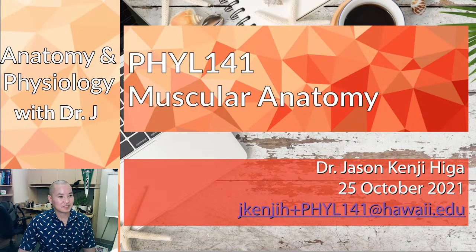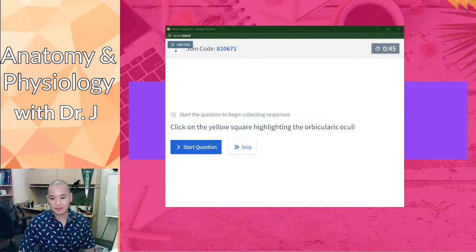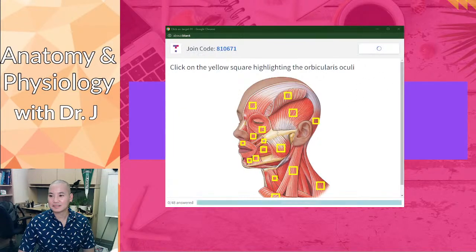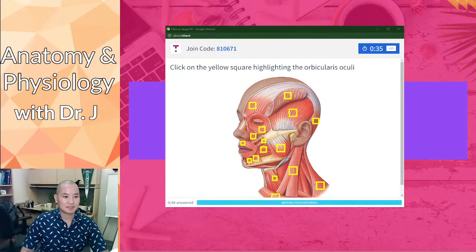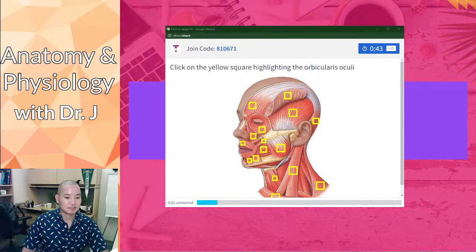And it seems like a lot of you liked the Top Hat questions from last time, so let's do a few of those. What we have here is a click on target question. This type of question won't appear on the exam, but the great thing about it is it tells you, can I really identify these? This is for you to test your knowledge.